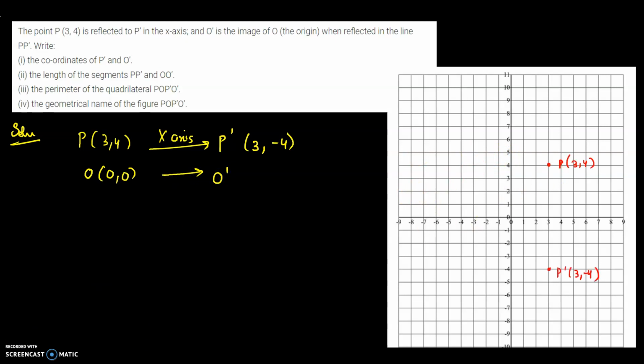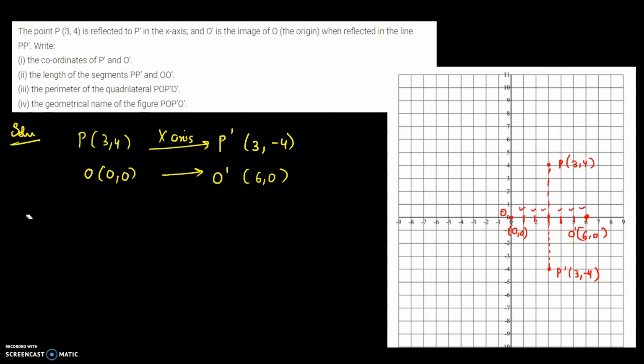We can see this by graph. P is 3, 4. P dash, that is the image, is 3, -4. O is the origin, 0, 0, and O dash is the image of O when reflected in the line PP dash. PP dash is the line. We'll join it. And now this will act as a mirror. So the image will be formed. We have to calculate the distance between the object O and the mirror, that is PP dash. So this will be 1, 2, 3, and from the mirror the image will have 3 units distance. So 6, 0 is the image formed, that is O dash.